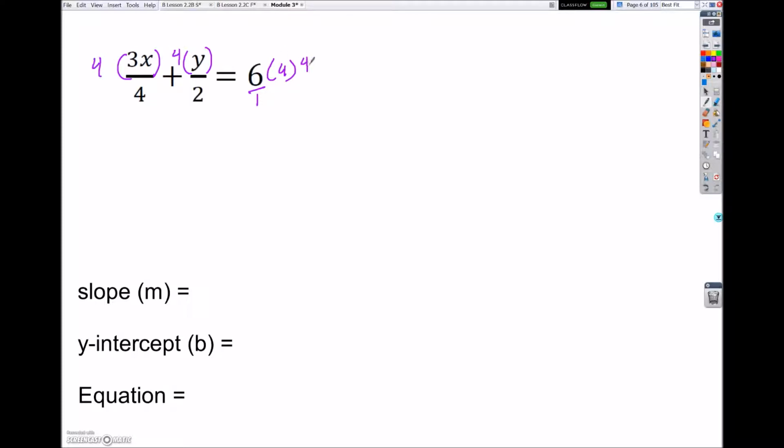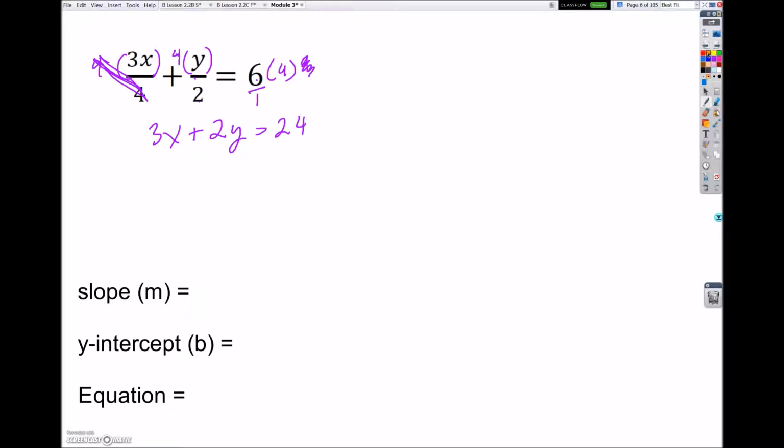Now, there's a few things we can do here. I can either reduce them right away, which is what I like doing, so I'm just left with 3x, or you can multiply the coefficient, but in this case it is simpler just to divide. So 4 divided by 2 is 2, and 2 times y is just y. And then we're going to have 6 times 4 is 24.